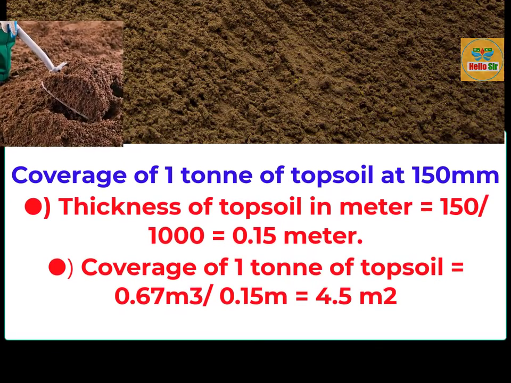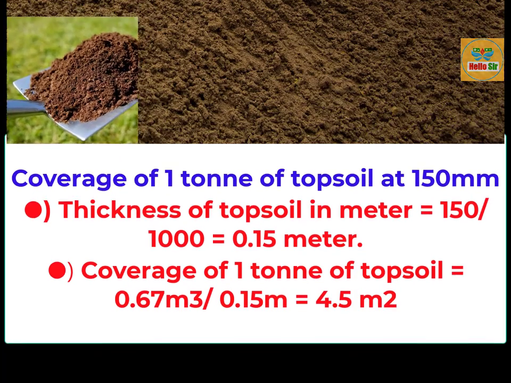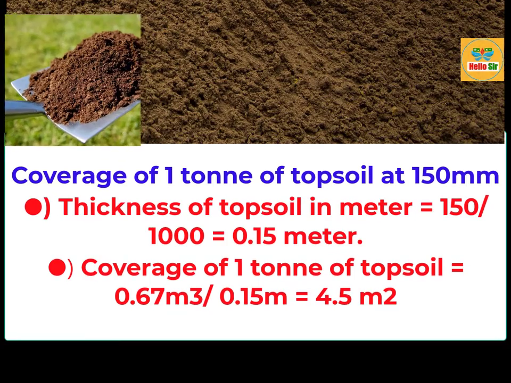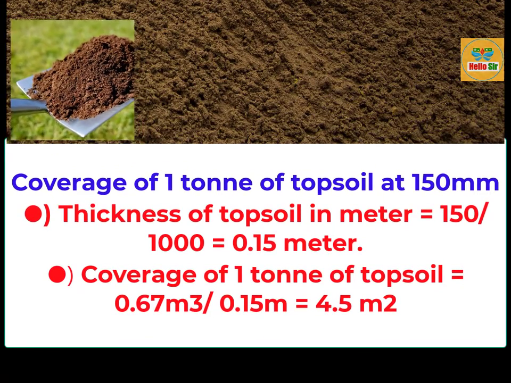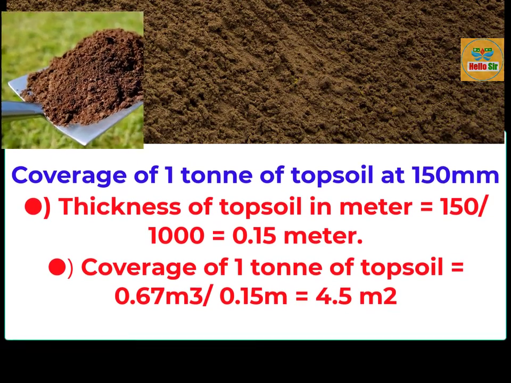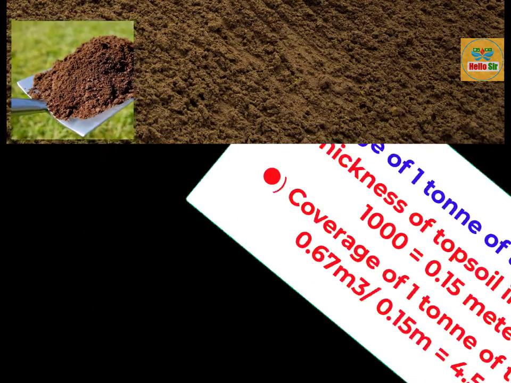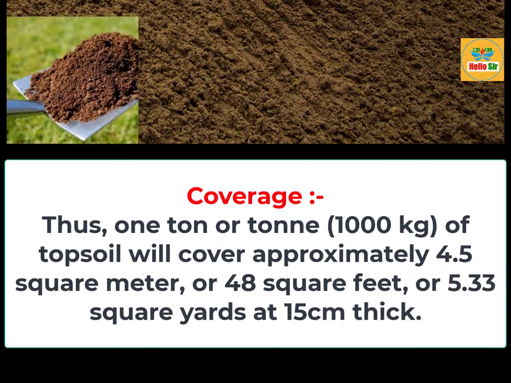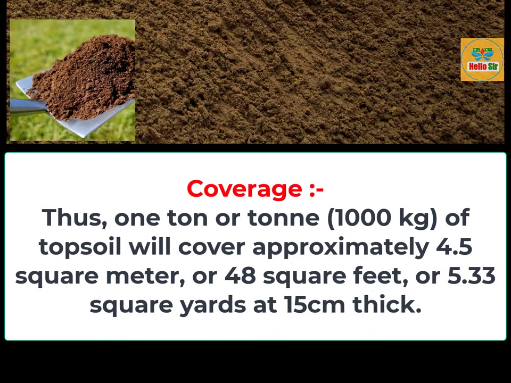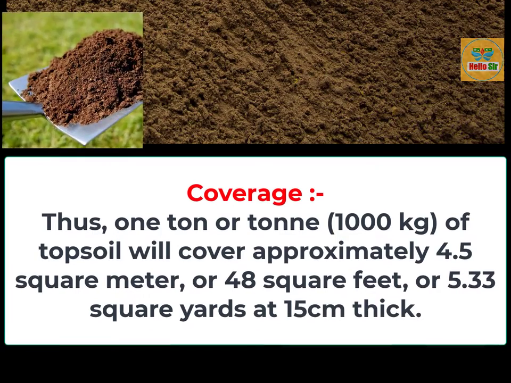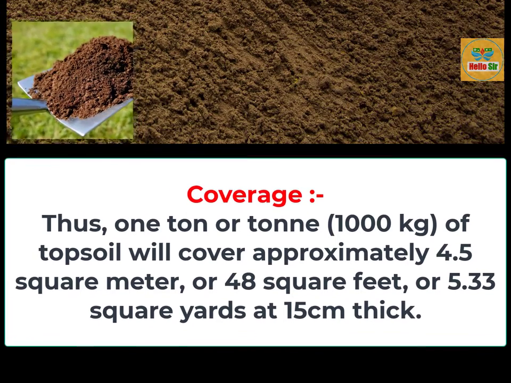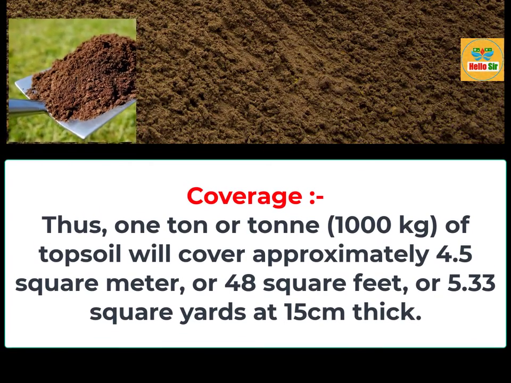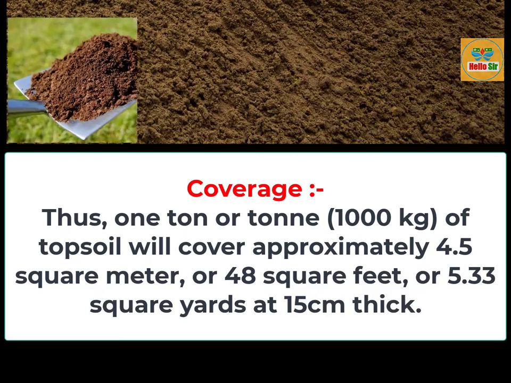Coverage of 1 ton of topsoil in square meters: 0.67 cubic meter is divided by the depth of soil, that is 0.15 meter, which comes to 4.5 square meters. Thus 1 ton of topsoil will cover approximately 4.5 square meters, that is equal to 48 square feet at 150 mm thickness.